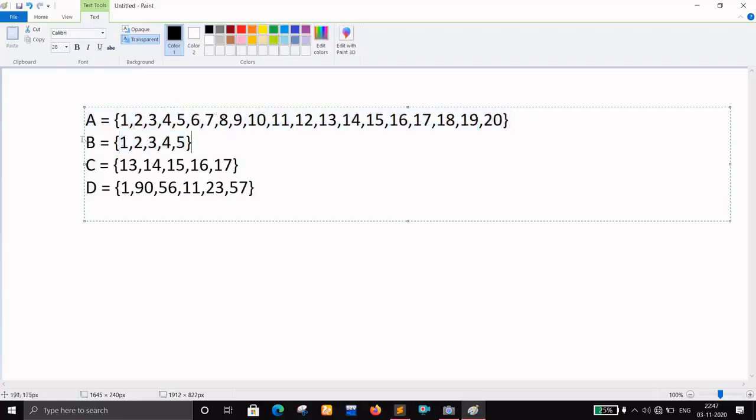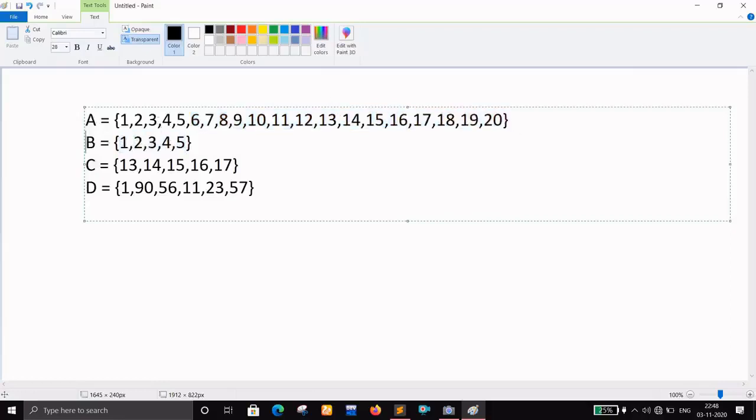Now, you can clearly see B has all the elements which A has, right? But A does not have only the elements which B has. Can you see that? Because B has 1, 2, 3, 4, and 5, and A also has 1, 2, 3, 4, and 5. But then again, A has 6, 7, 8, 9, 10, up to 20, while B has only up to 5.